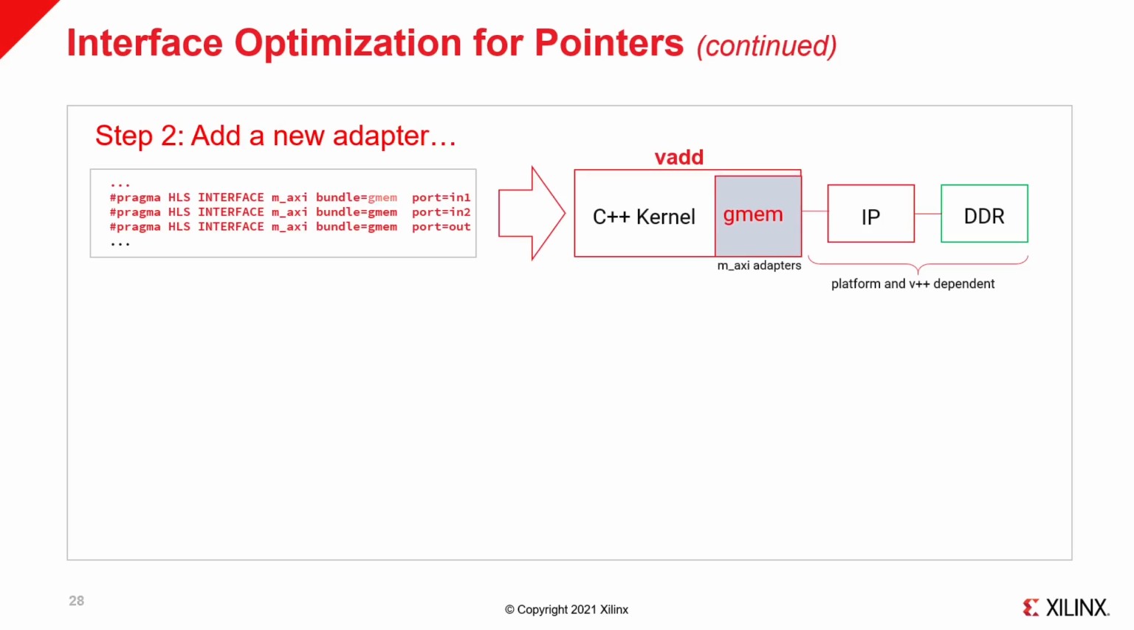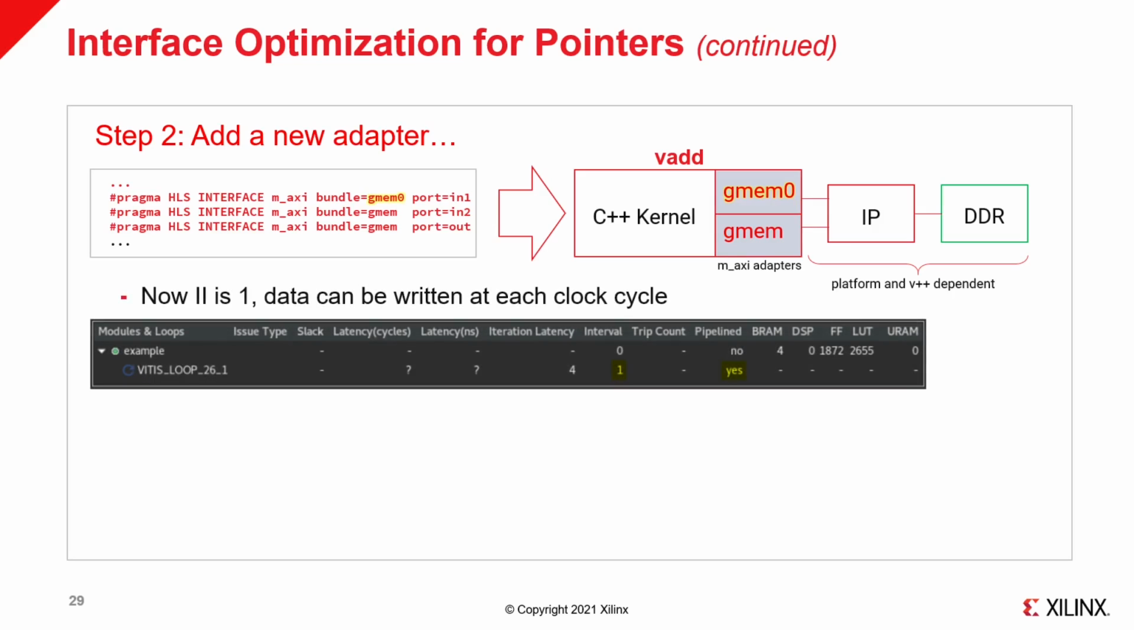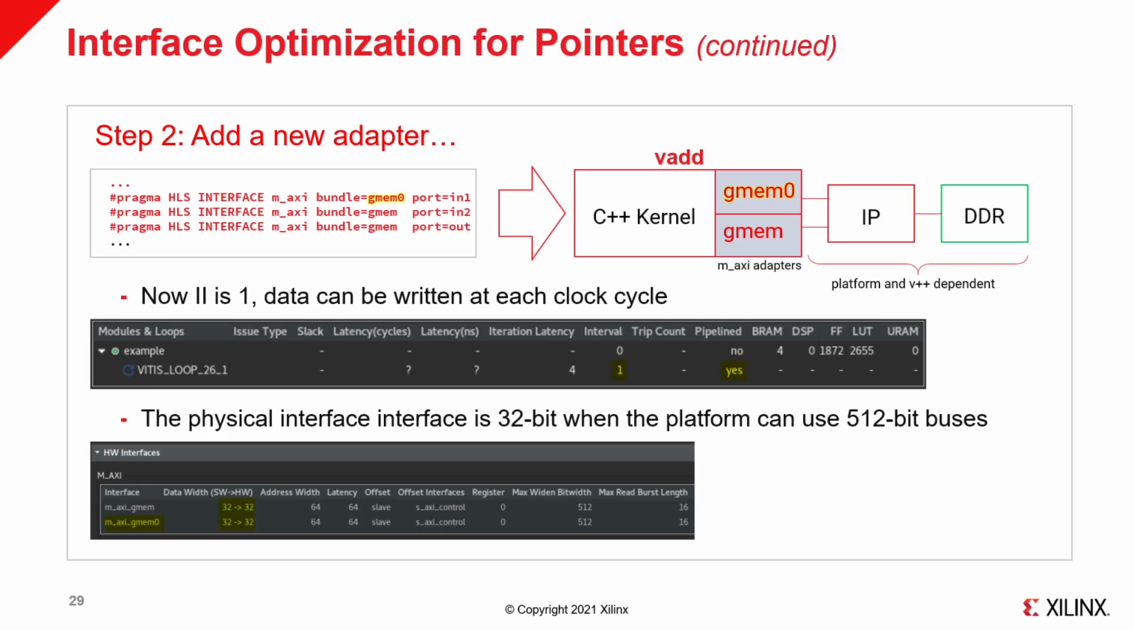The solution to this performance bottleneck is to assign separate adapters to both input in1 and in2. In the new code shown on the slide, in1 now has its own adapter, and the C++ kernel can now function at a full throughput with an II of 1. But there is still something to improve.